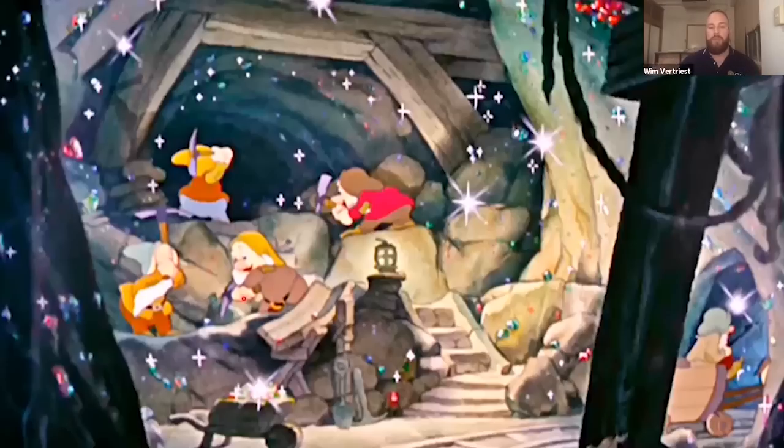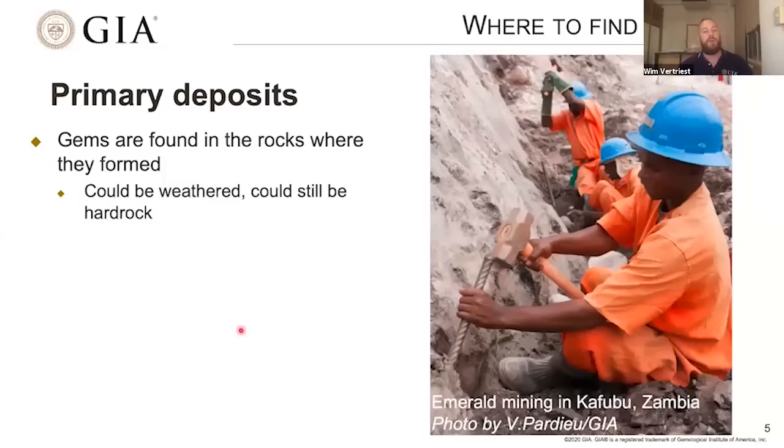For deposits where we find gemstones in the real world, we separate them into two categories. The first one is what we call primary deposits. A primary deposit is where you find a gem in the rock where it was formed. So basically your gem is growing in a rock, and you find it like that. That rock could be weathered. With weathered, we mean completely broken down by natural processes, turned into clay and dust, but it's still there, and the gemstone is still inside. But in most cases, it is still hard rock like we see it everywhere around us. So it takes a lot of effort to mine it.